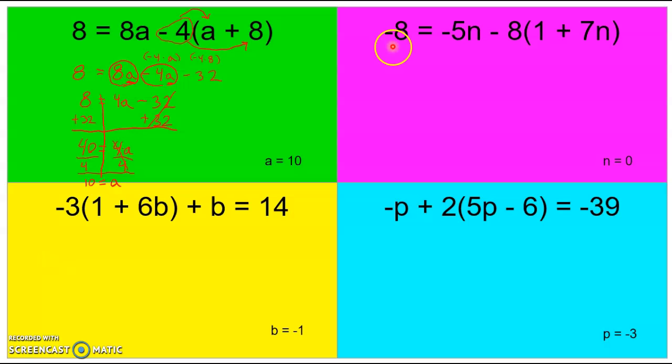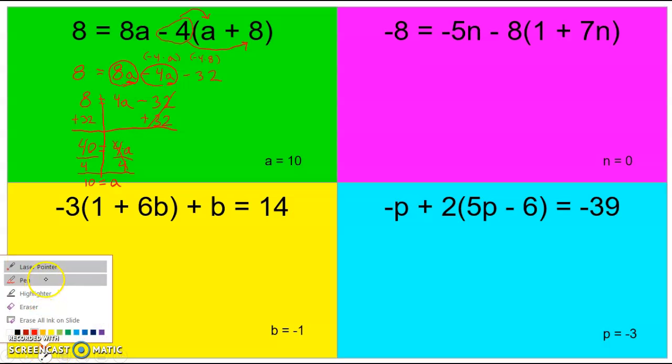So looking at this problem in the purple, we have negative 8 is equal to negative 5n minus 8 parentheses 1 plus 7n, close parentheses. Dealing with the distribution first, we want to deal with those parentheses first. Deal with the parentheses first. Order of operations. Knock that out first.